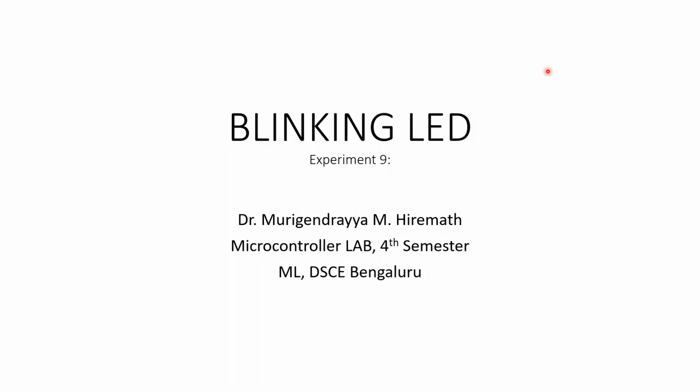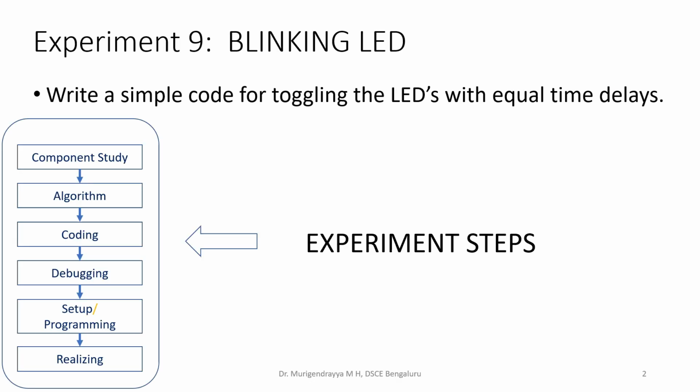Welcome to the demonstration of experiment 9, that is blinking LED. This experiment demonstrates how to write the C code for blinking LED and how to implement this experiment using the ARM7 evaluation board. Steps for doing this experiment are component study, writing algorithm, writing C code, debugging using the Keil tool, and the board connection and realizing the output. We'll see each step in detail.